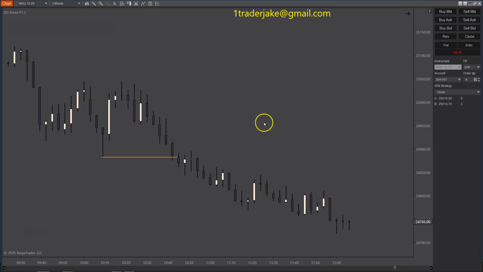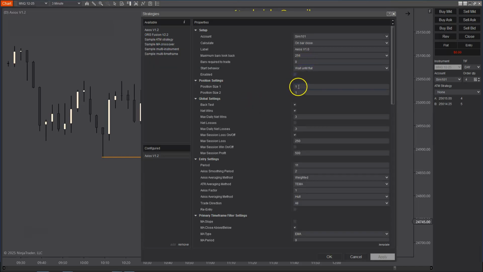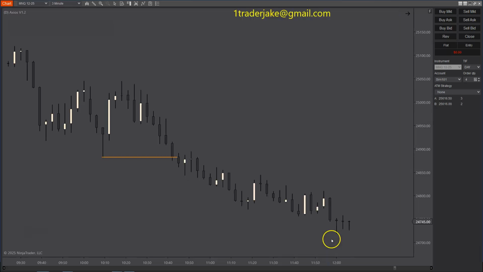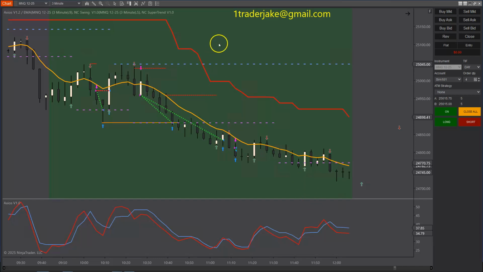Let's try the template that I'm sending out to a lot of our new subscribers, which is set up similar to this. So 2 contracts for the first position, and then 1 contract for the runner. Let's see what that looks like. And we'll leave that max session loss at 250.